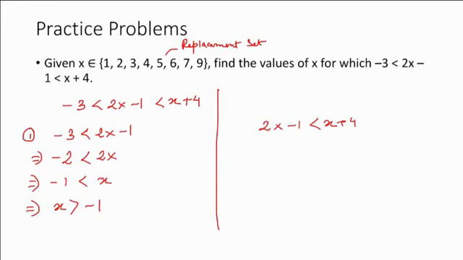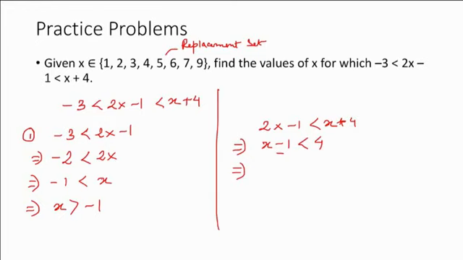Now let's tackle the second part. 2x - 1 is less than x + 4. In order to remove x from one side of the inequation, we add -x on both sides. So adding -x, 2x minus x is x. So x - 1 is less than x minus x, which is 0, so only 4 remains here.